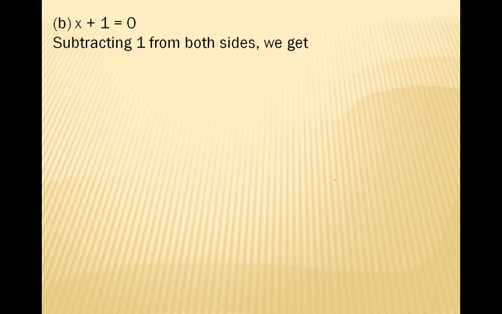The next is x plus 1 is equal to 0. Now look at here, plus 1. So we have to use here its negative number or opposite number, that is negative 1. So we have to subtract 1 from both sides. So subtracting 1 from both sides we get x plus 1 minus 1 is equal to 0 minus 1. So this plus 1 and minus 1, both carrying opposite signs, can be cancelled with each other and remain only x. So 0 minus 1 we get here negative 1.